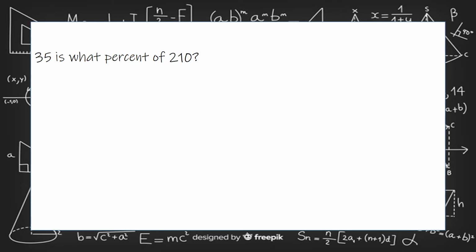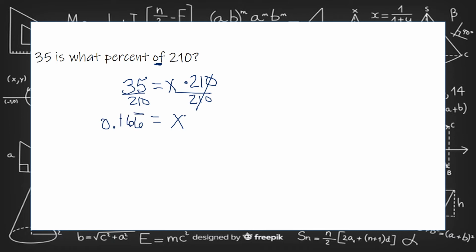35 is what percent of 210? So I'm going to write it out. 35 is means equals. x times, of means times, 210. So I'm going to divide both sides by 210 to get the x by itself. 35 divided by 210 is 0.166 repeating. So I can change that to a percent by moving the decimal 2 spots to the right.